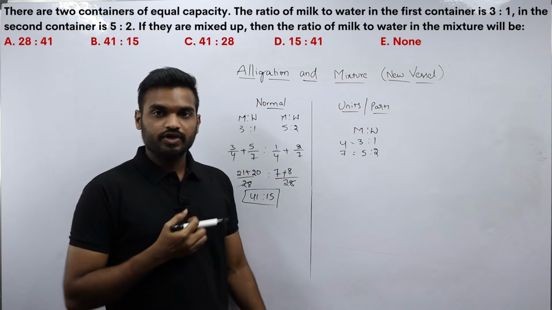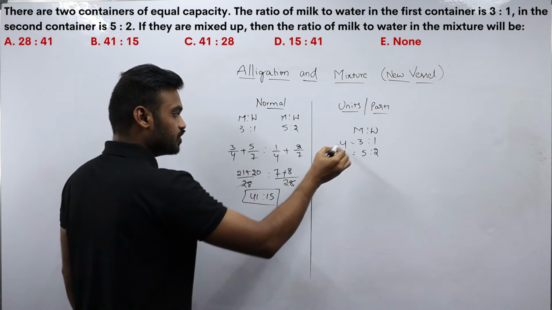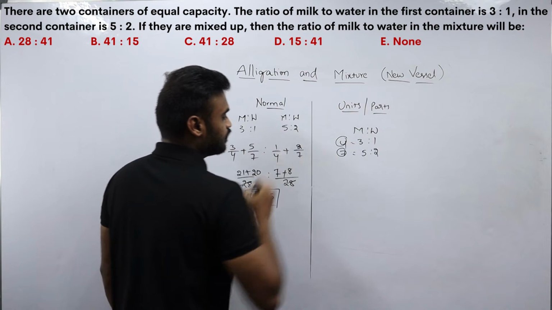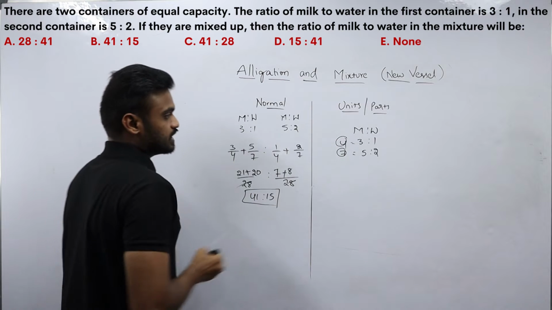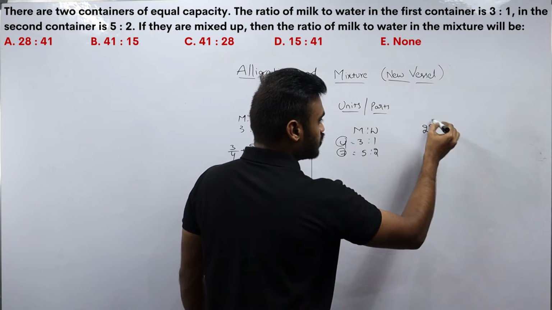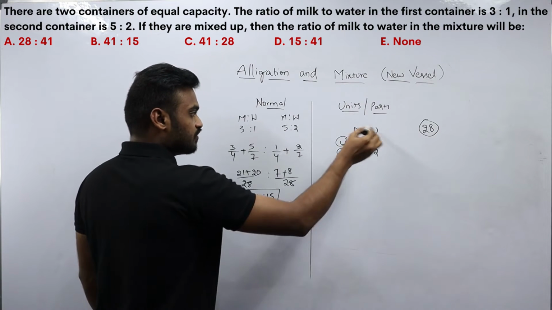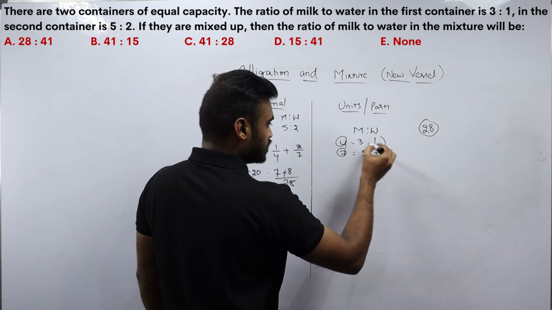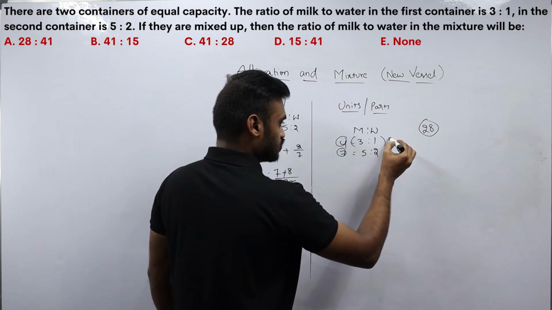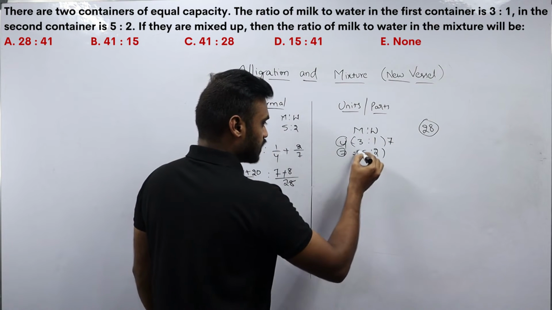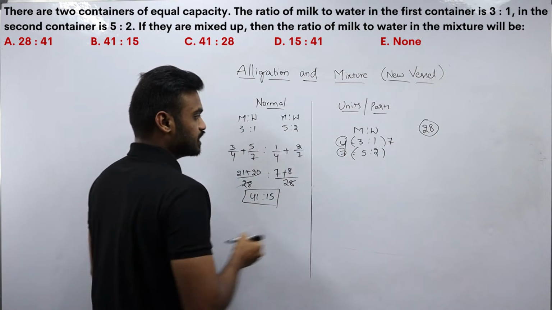Now how can we equate them? By taking the LCM of the total parts of the first and second vessel. The LCM of 7 and 4 is 28 units. To make the first total 28, I need to multiply all the ratio of the first vessel by 7, and I need to multiply all the ratio of the second vessel by 4.